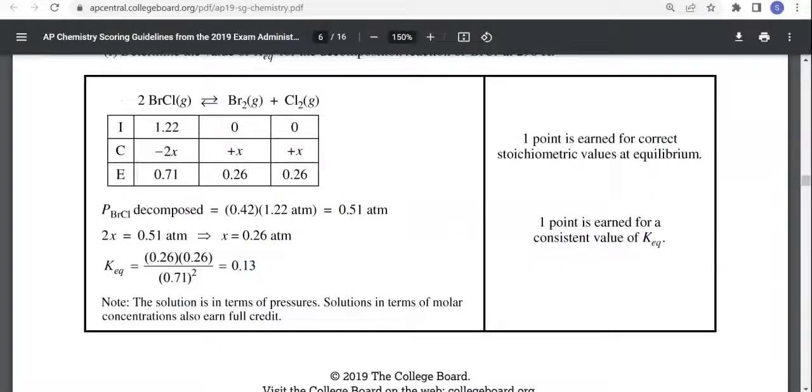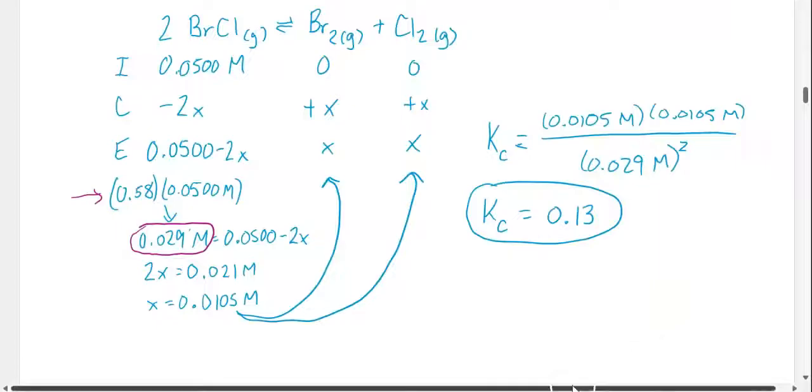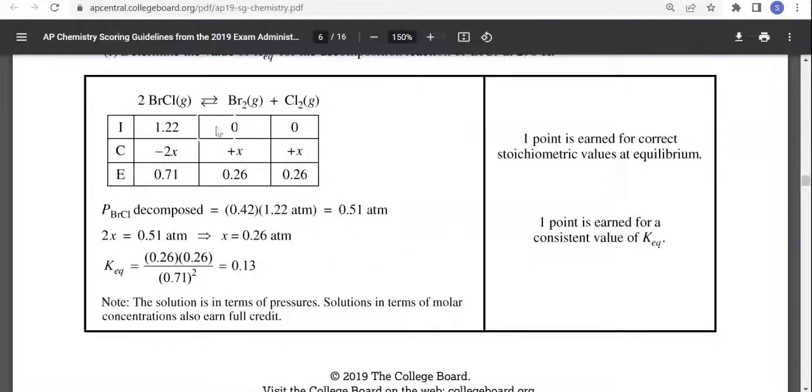Kc is not always equal to Kp, but it is in this reaction because we have an equal number of moles of gas on both sides. That's actually not something that you need to know, but just pointing that out. In this case, Kp and Kc are the same because I have 2 moles of gas on each side. But if I had different numbers of moles of gas, then they would differ. So in this case, they're the same, and so it didn't matter which one we used.